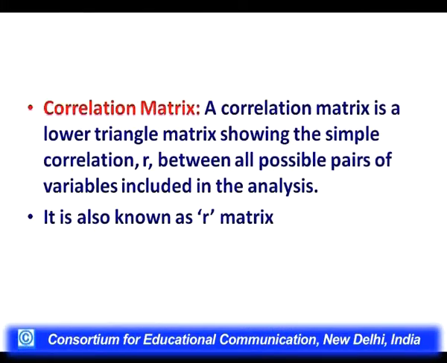Correlation matrix now. A correlation matrix is a lower triangle matrix showing the simple correlation r between all possible pairs of variables included in the analysis. It is also known as R matrix.